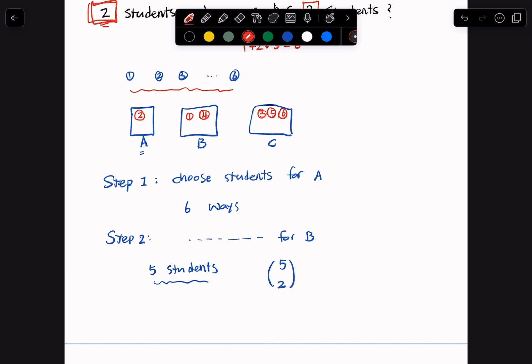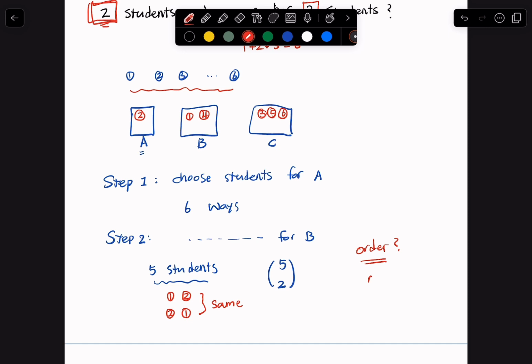So every time you're confused about whether to use nCr or nPr, just ask yourself a question: does the order of the persons I choose matter? In this case, whether I choose students 1 and 2 or 2 and 1, of course they are all the same for me. So it tells us we should use nCr.